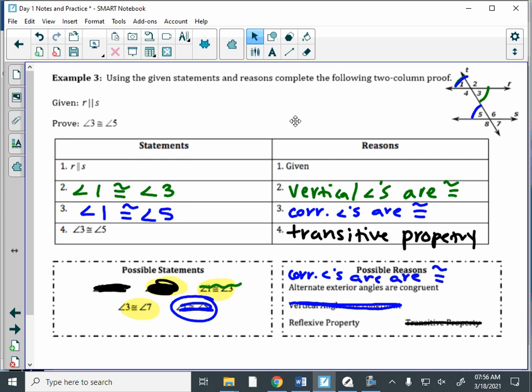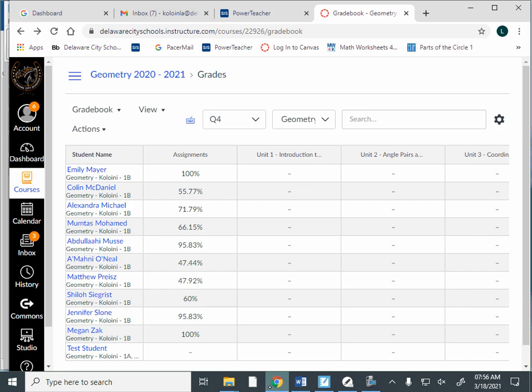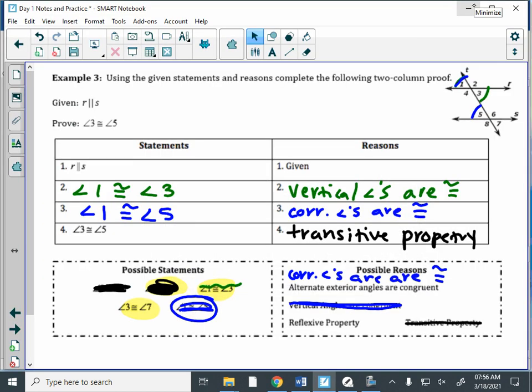What, reflexive? That's another property. We don't use it with parallel line proofs. You'll see it in other proofs, but we're just not going to get to them. Reflexive property is just something's congruent to itself. So whenever you have the same thing being equal to itself, that's reflexive property. We don't use it for parallel. So the only property we use for parallel lines is the one we've been using.